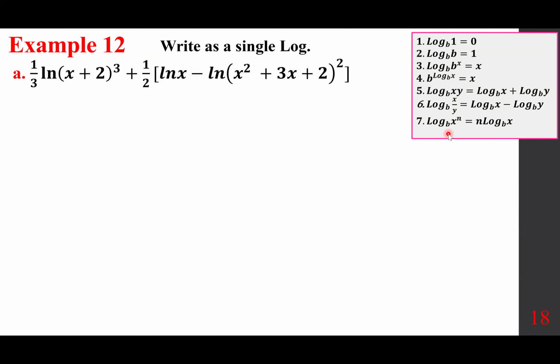So if you look at this one, we can use number 7. So the exponent 3 gets multiplied by 1/3. So this, in essence, becomes ln of x plus 2. This 1/2 for this one, so I can get rid of that and put a 1/2 here.